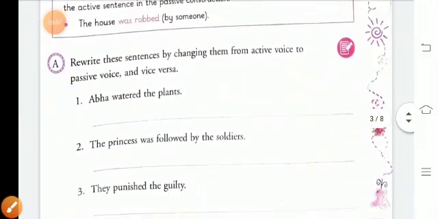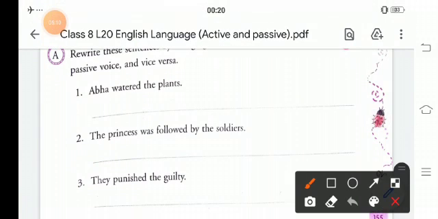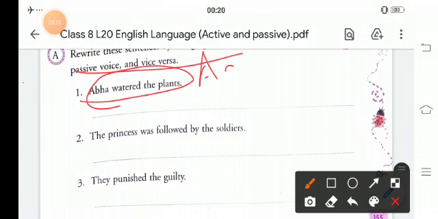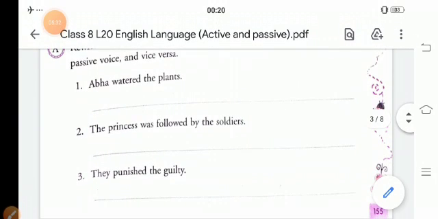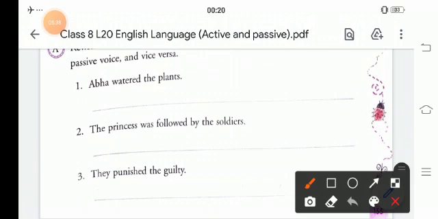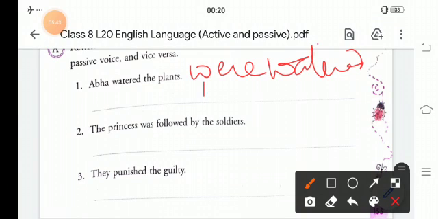Now we will start with exercise A. Here we have to rewrite the sentences by changing them from active voice to passive voice, or from passive voice to active voice. The first sentence is: Abha watered the plants. This is active. The passive will be: plants were watered by Abha.